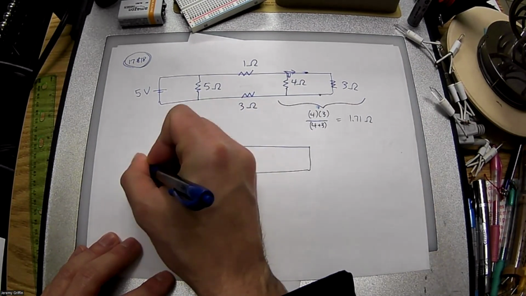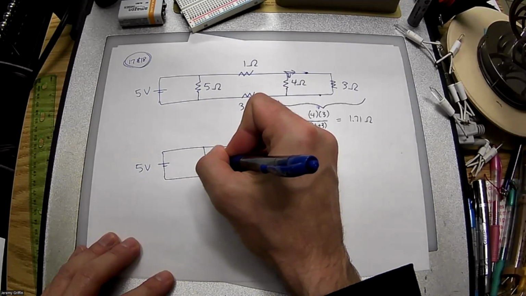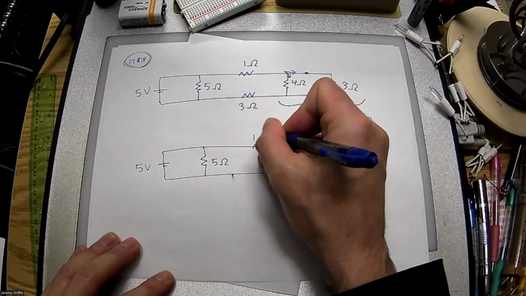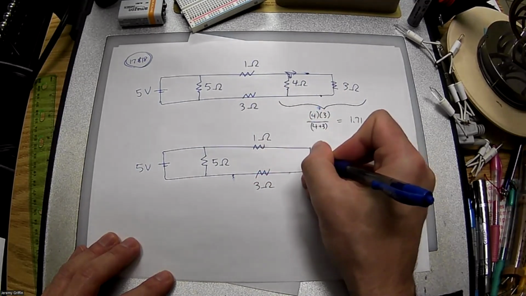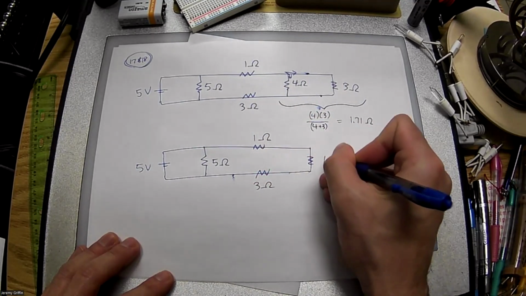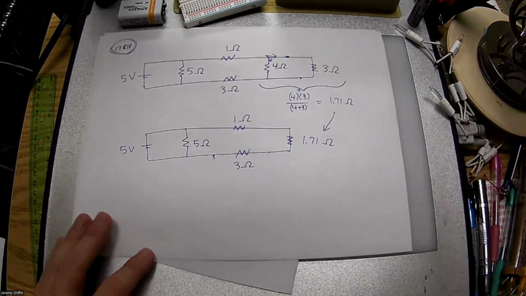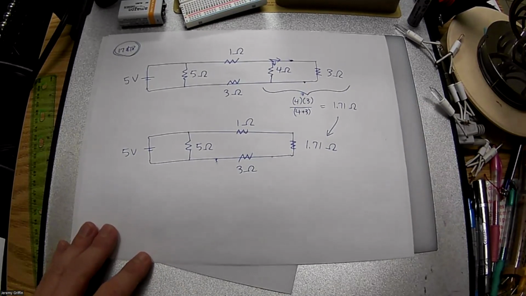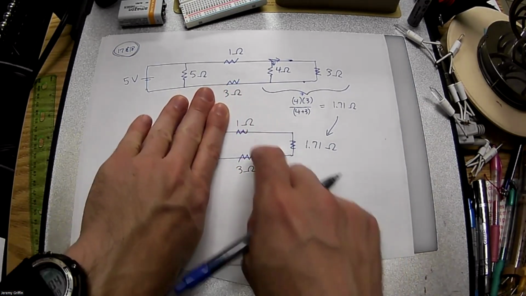So still got my battery here. Still got this resistor, haven't touched yet. This resistor, haven't touched yet. This resistor, haven't touched yet. And then all this collectively is like this equivalent resistance. Boom. Here's my equivalent circuit. Okay. So now working back towards the source, I'm gonna run into these resistors.